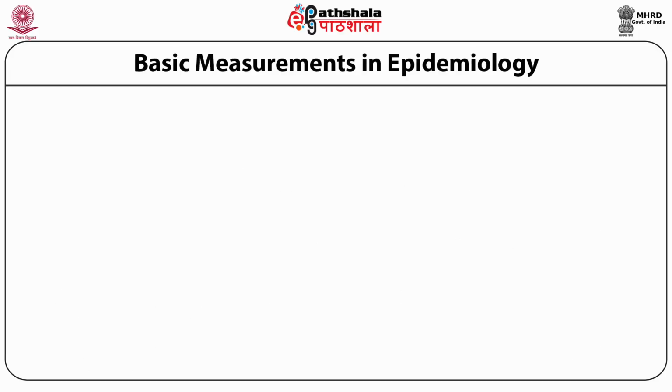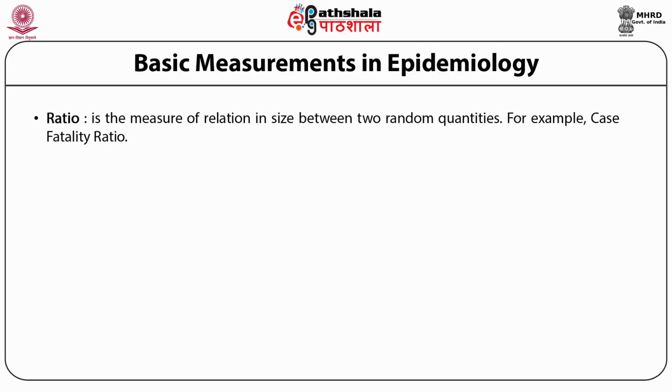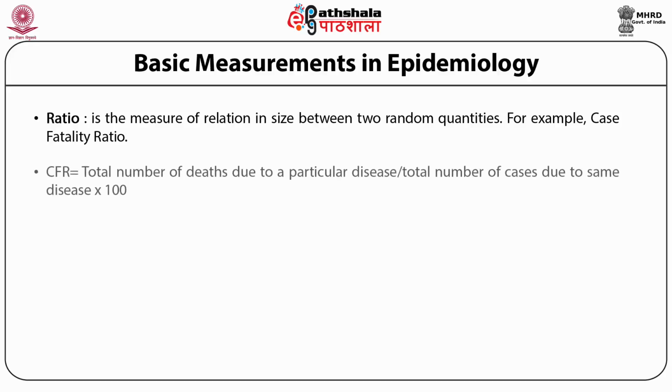Next, we come to the ratio. Ratio is the measure of relation in size between two random quantities. Here we'll take up an example of the case fatality ratio. It is the total number of deaths due to a particular disease divided by the total number of cases due to the same disease. So it means the case fatality rate is the measure of the severity of a disease in that particular population. Next is the proportion.